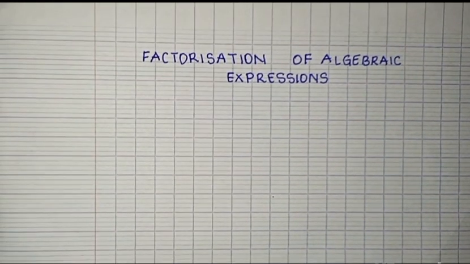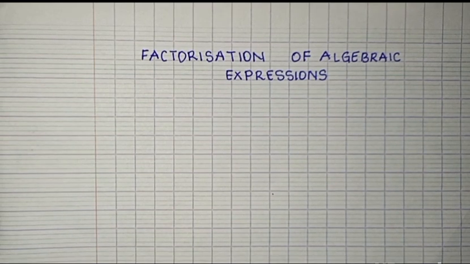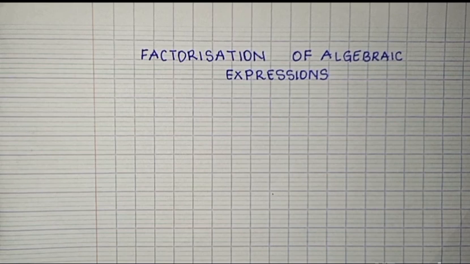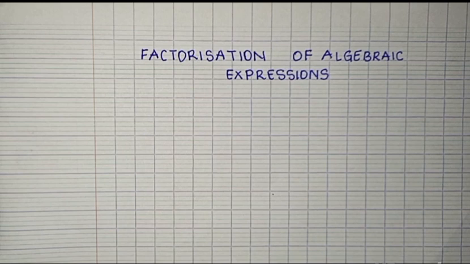Okay, let's talk about factorization of algebraic expressions. When each of the terms of an expression is divisible by a common factor, the expression may be simplified by dividing each term separately by this common factor and enclosing the quotient within brackets. The common factor is placed outside the brackets as a coefficient.